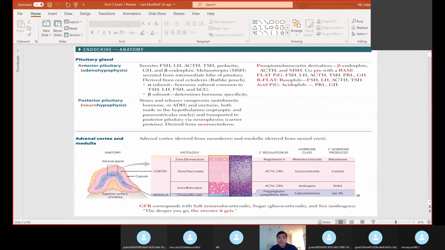Phenylalanine to tyrosine, what's the enzyme? Phenylalanine hydroxylase. Tyrosine to L-dopa, what's the enzyme? Tyrosine hydroxylase. L-dopa to dopamine, what's the enzyme? L-dopa decarboxylase. Dopamine to norepinephrine, what's the enzyme? Dopamine beta hydroxylase.